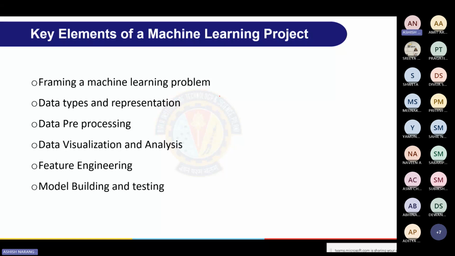Then what sort of data types and representations should I look for? What is the pre-processing? I said data suffers from a lot of quality issues. It could be missing values, outliers, noise in the data. So we need to remove all such things before I feed my data for training a model. Visualization and analysis are important. What kind of different plots are available to analyze the outcome, understand the relationship between different features and so on. Feature engineering, we have touched upon, what exactly it is. And then finally, model building and testing.